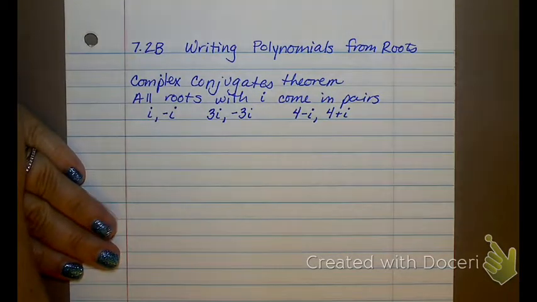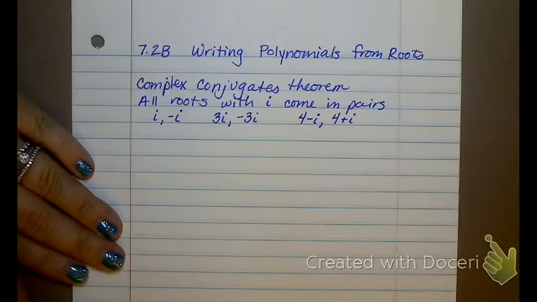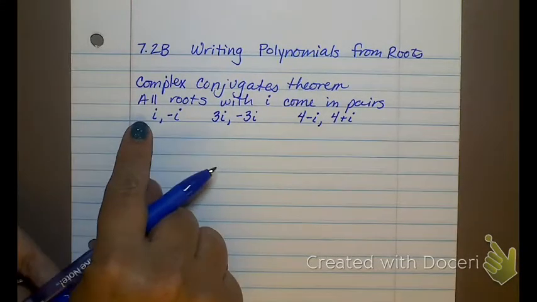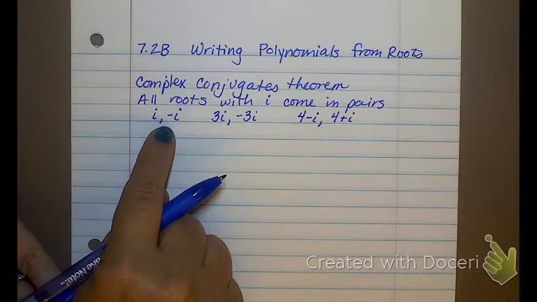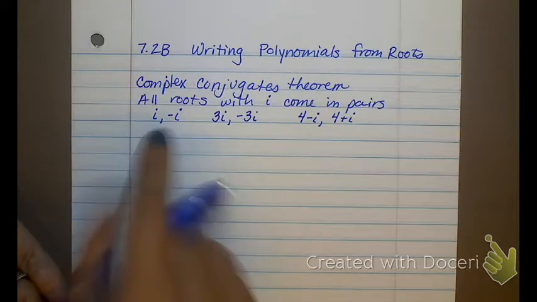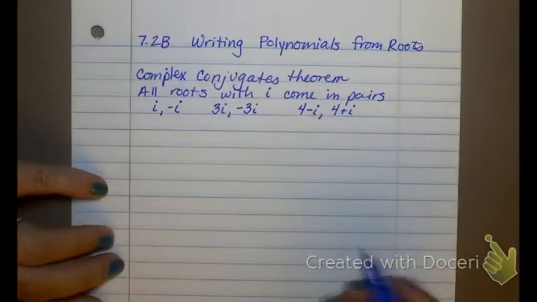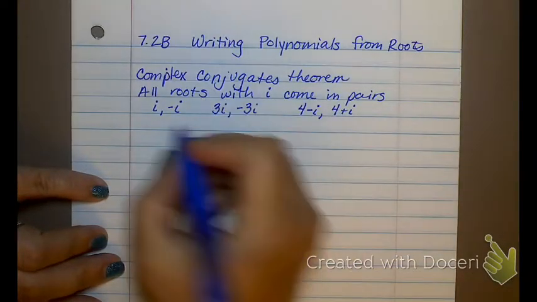Because when I tell you the roots of a polynomial, the way I'll try and trick you a little bit, or challenge you, maybe that's a better way of saying it, is I will tell you that i is a root, but I won't tell you that negative i is a root. You need to know that the i's come in pairs, so if I give you one, you need to assume the second one is also a root. Okay? Sort of make sense?